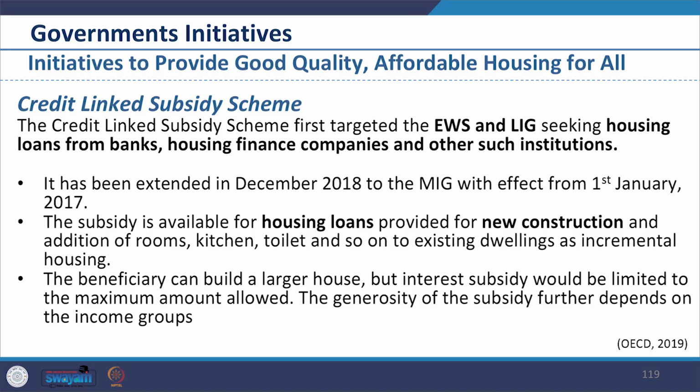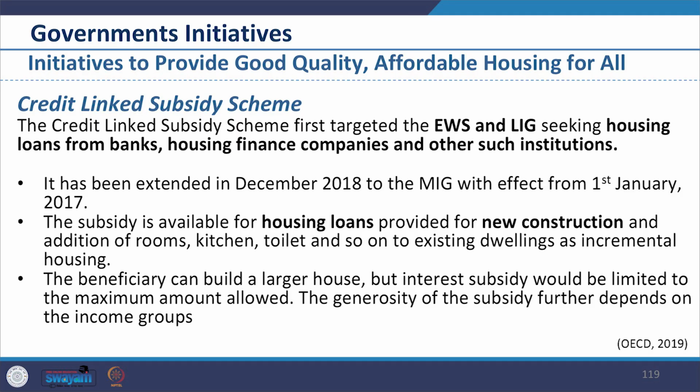Now we look at the other component of this program, the credit-linked subsidy scheme. The credit-linked subsidy scheme first targeted the EWS and LIG seeking housing loans from banks, housing finance companies, and other such institutions. It was extended in December 2018 to MIG with effect from 1st January 2017. The subsidy is available for housing loans provided for new construction and addition of rooms, kitchens, toilets, and so on to the existing dwelling as incremental housing.